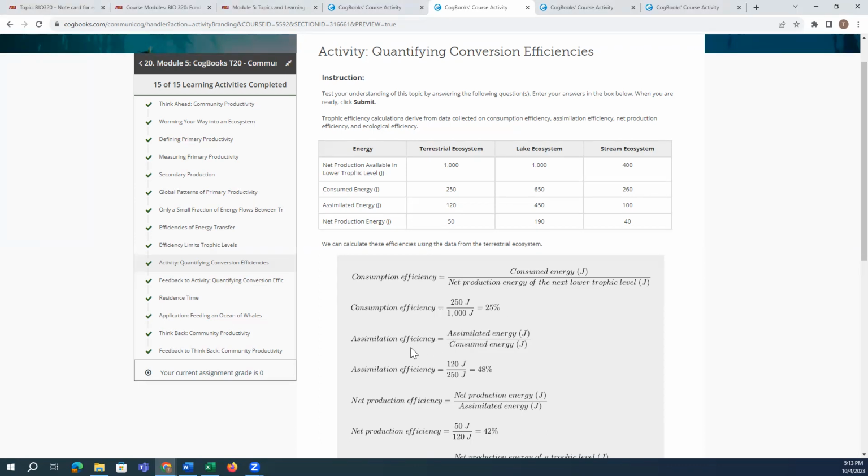But you could be asked the same question. You could be asked, what is the assimilation efficiency? Then you would look at the equation: it's assimilated energy over consumed energy. Again, for this example, we're just using the terrestrial ecosystem. Assimilated energy would be from this box right here, so that's where the 120 comes from. And then consumed energy is 250. So you have 120 over 250. And if we ask, what is the assimilation efficiency and what does this 48% mean?